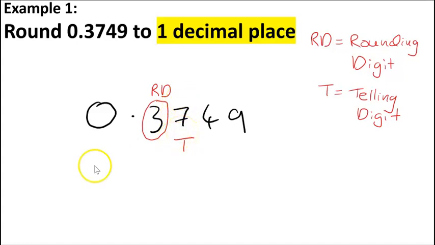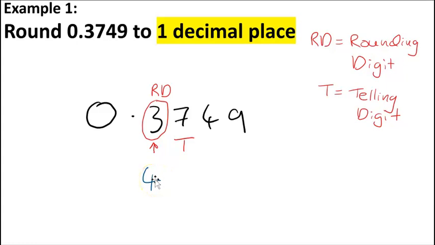So 5 or more, let it soar. 4 or less, let it rest. We're focusing in on the 7. The 7 is more than 5, so we're going to put an upwards arrow below the 3, and the 3 is going to round up to 4. So 5 or more, let it soar. The 7 is more than 5, so the 3 soars up to 4.